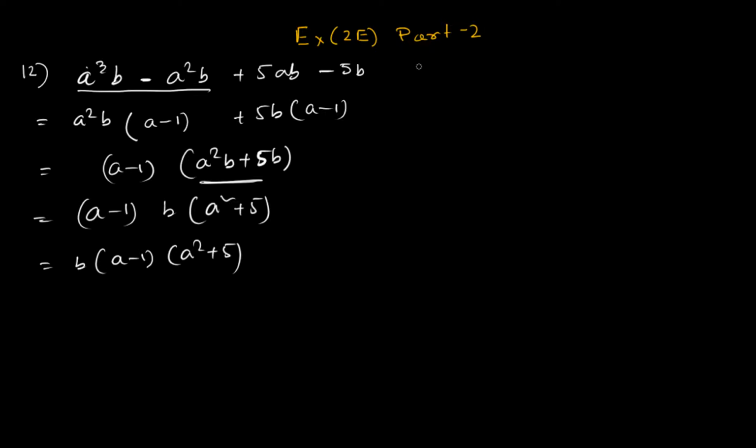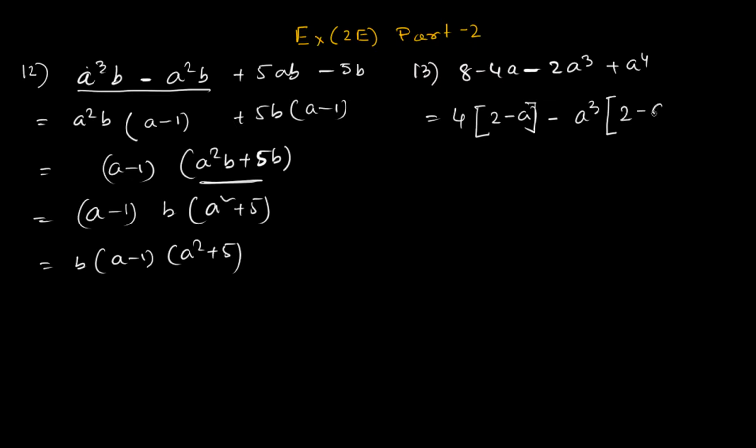The question number 13 says 8 minus 4a minus 2a cube plus a to the power 4. So I can take 4 common from the first two terms. Probably that's gonna work. 2 minus a, and from the next two terms I can take 2a cube common. Sorry, not 2a cube because 2 is not there, so I can only take the a cube common. So we can have 2 minus a.